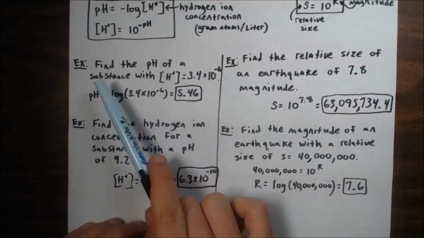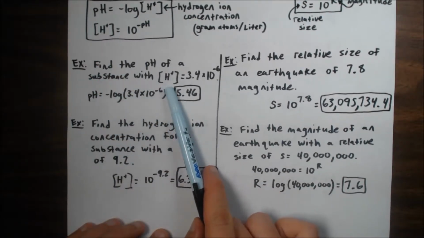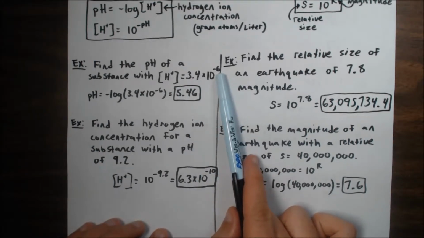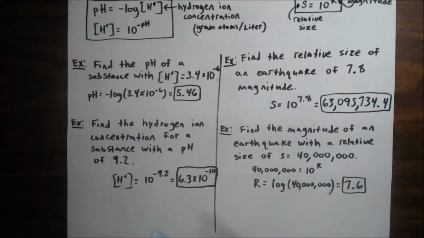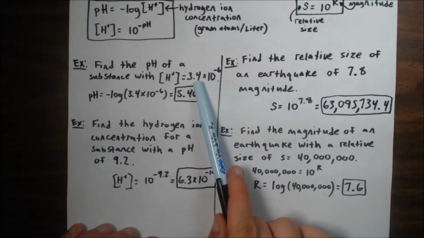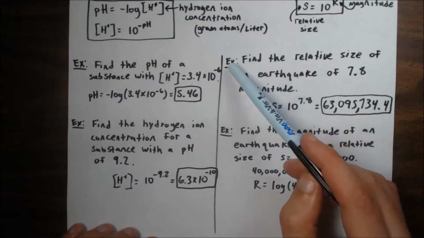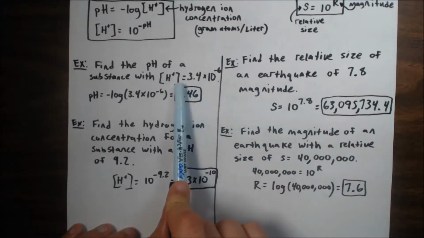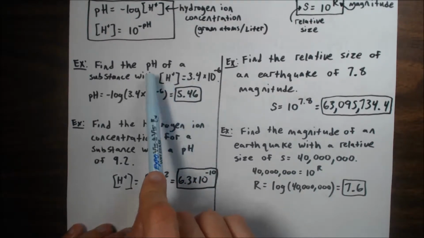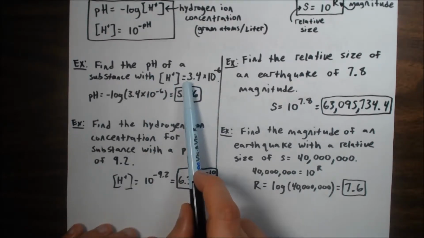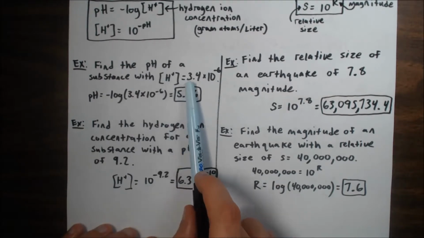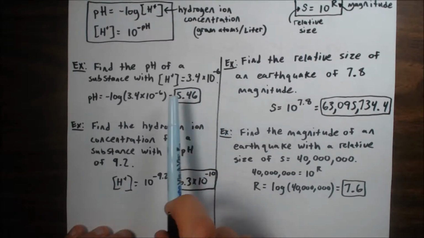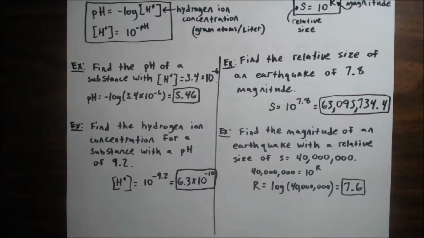So the examples of pH. If I want to find the pH of a substance with a given hydrogen ion concentration of 3.4 times 10 to the -6. Now that's scientific notation. You should have seen this before. What this is saying is 3.4 times 10 to the -6. So we need to move the decimal place to the left 6 times. So there would be 5 zeros in front of this number: 0.0000034. In other words, it's a very small number.